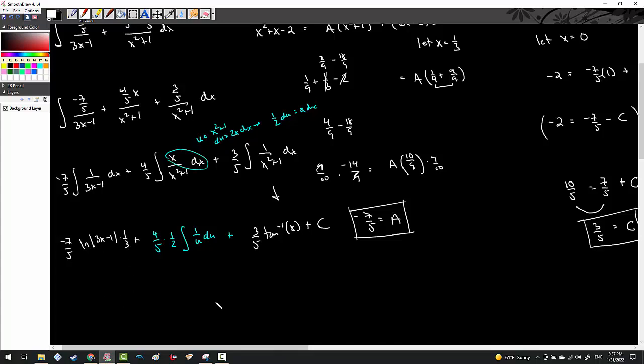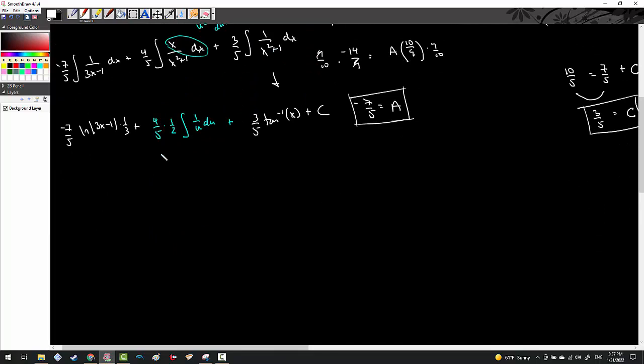Now, I still haven't integrated that blue guy in the middle yet. I'm going to do him right now. These guys are going to kind of cancel each other. I get 2/5 times the natural log of the absolute value of x squared plus 1. I technically didn't need the absolute value, but I'll keep them there anyways. Plus 3/5 tan inverse of x plus c. And then I'll multiply these guys out to become negative 7 over 15 ln of 3x minus 1. And then that's all being added together.